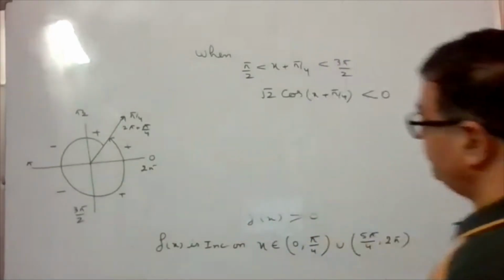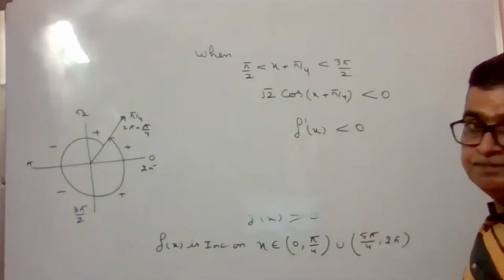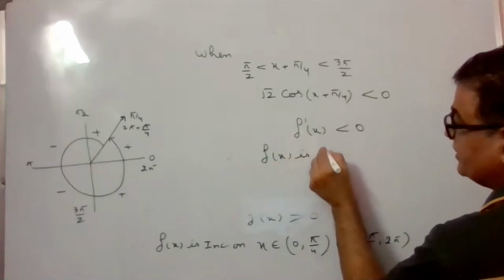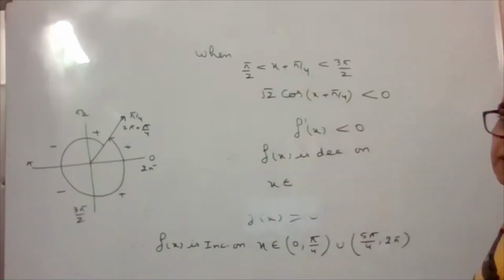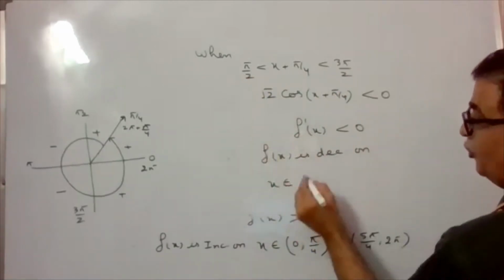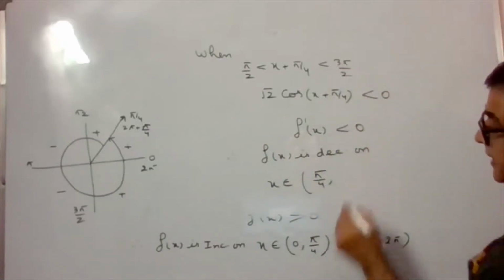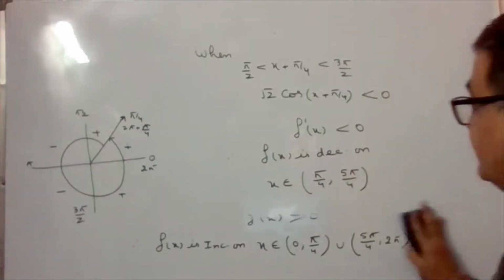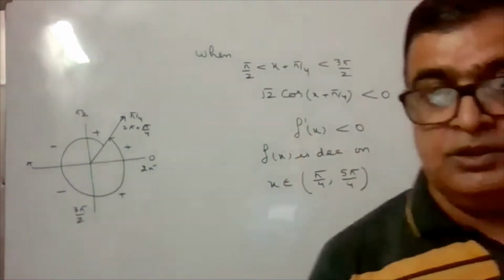It is coming negative, means I should say f dash x is coming negative. And if f dash x is negative, means f(x) is decreasing on x belongs to... Please find out x here. Again we subtract pi by 4. So when you subtract pi by 4, the first part comes as pi by 4, and 3 pi by 2 minus pi by 4 is 5 pi by 4. So f(x) is decreasing from pi by 4 to 5 pi by 4.